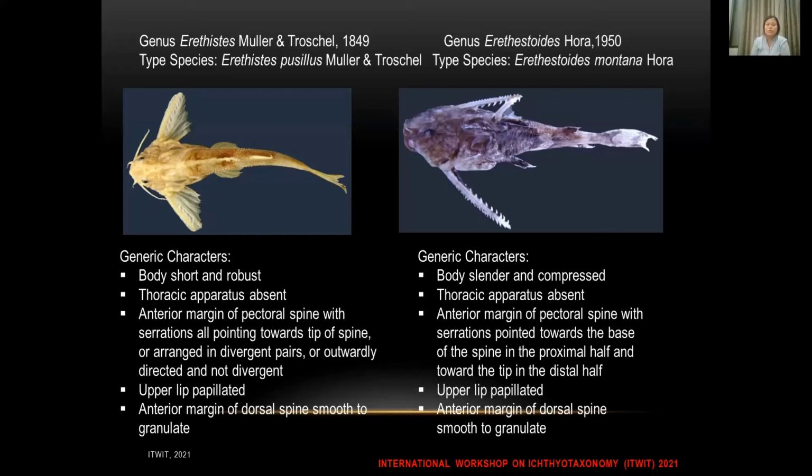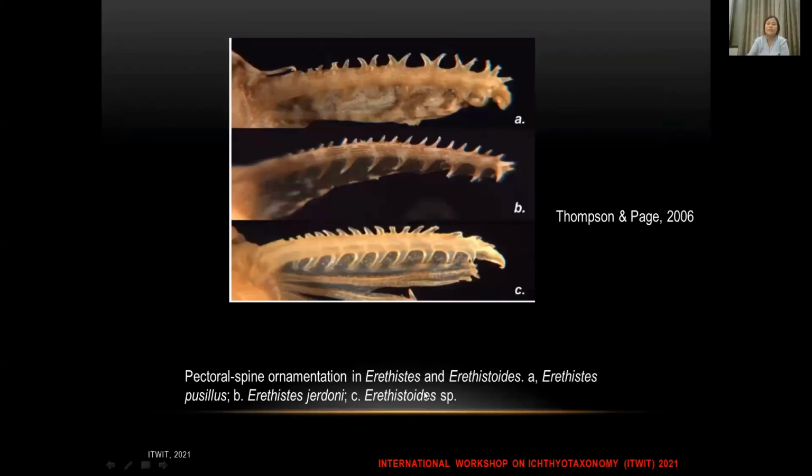When it comes to serration, here I want to elaborate. In Erythistes, the anterior margin of the pectoral spine has serrations all pointing towards the tip of the spine, or arranged in divergent pairs, or outwardly directed and not divergent. We can see this in the next slide. In this picture, A and B are Erythistes, and C is the pectoral spine of Erythistoides, which I have adapted from Thomson and Page 2006.